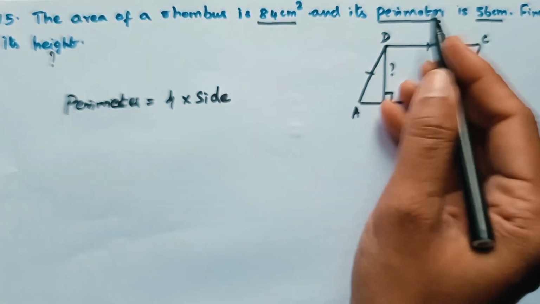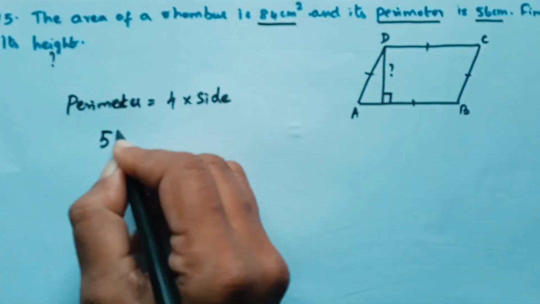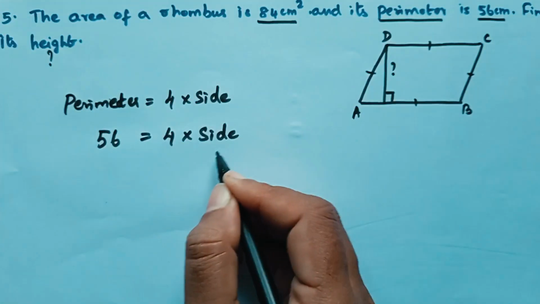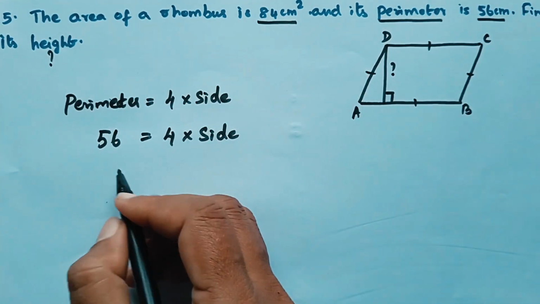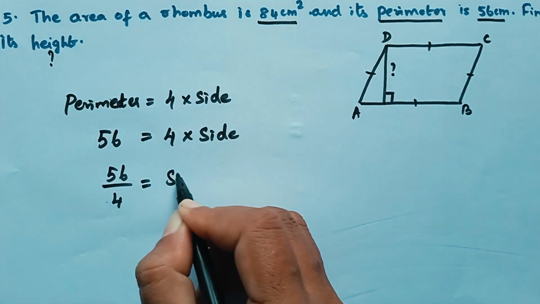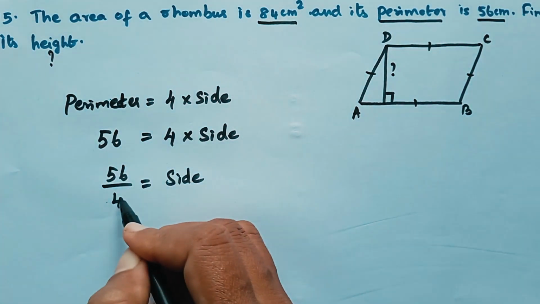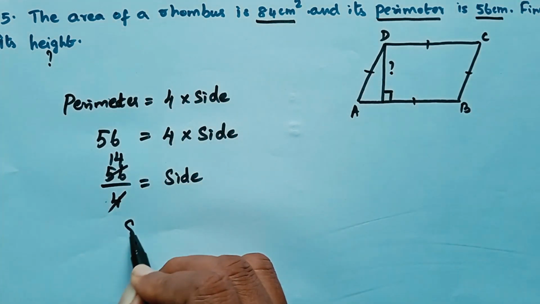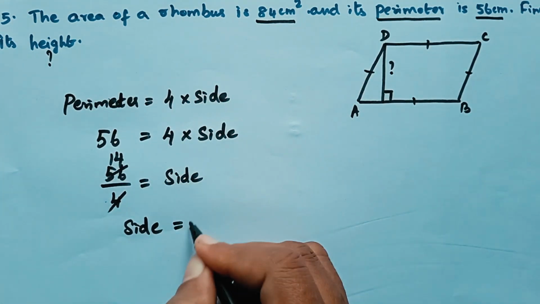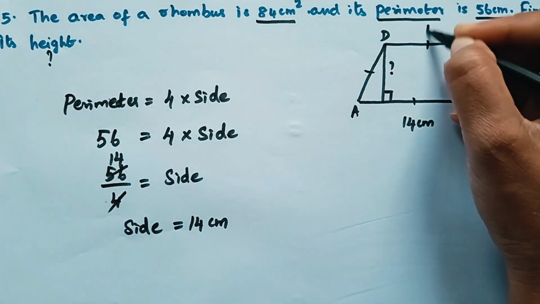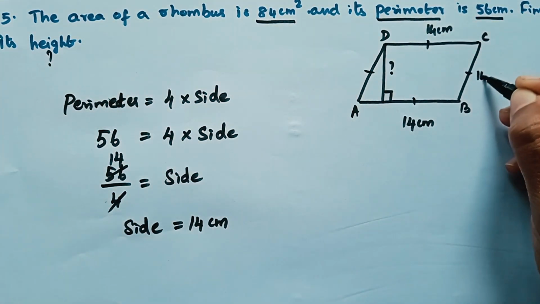Given perimeter is 56 centimeters. So 56 is equal to 4 into side. From this we can find the side of the rhombus. So 56 divided by 4 will give the side. When you cancel out with 4 you get 14. So side is equal to 14 centimeters. So we have found the length of each side as 14 centimeters.